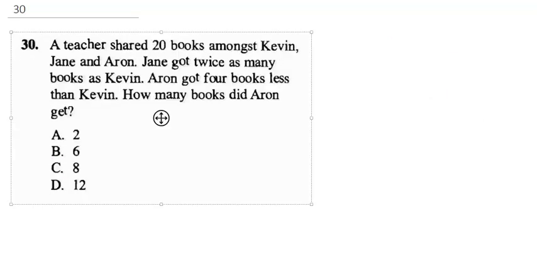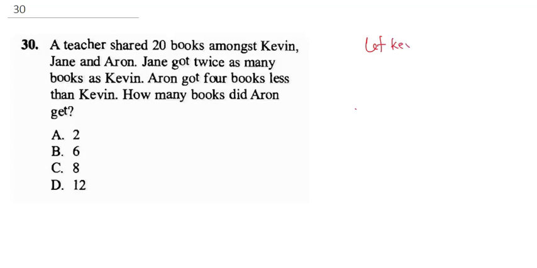So question 30. Question 30 says a teacher shared 20 books amongst Kelvin, Jane, and Aaron. Jane got twice as many books as Kelvin. Aaron got 4 books less than Kelvin. How many books did Aaron get? Now let Kelvin, which is the reference point, be what? x. Now Jane will be twice as many books as Kelvin, that's 2x. Aaron will be 4 books less than Kelvin.